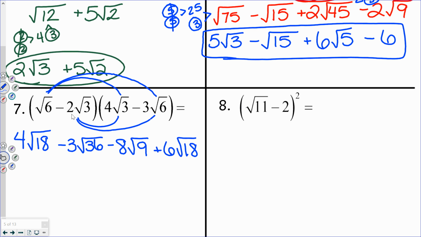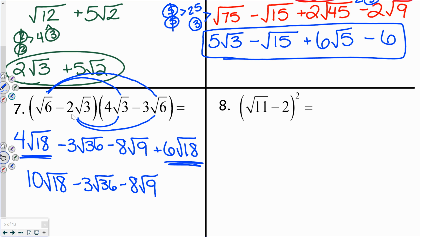Can you put anything together right now? Am I okay to do that before I simplify? Why would you want to simplify them both? I'd rather simplify them later. All right. But yeah, guys, right away at this step, I can put those together right now. Good. It'd be 10. See that plus sign? Yeah, 10 radical 18 minus 3 radical 36 minus 8 radical 9.